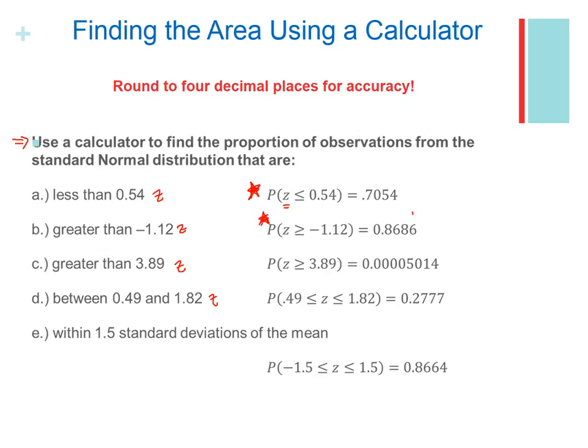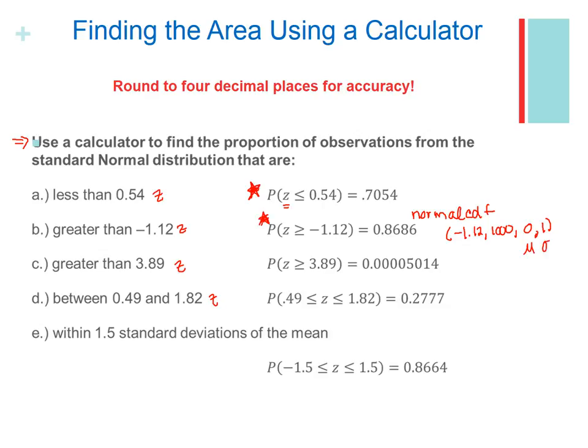So this, just a quick example from your calculator, would have been normalcdf. Okay, we wanted greater than negative 1.12, so that was my lower bound. My upper bound, I'm just going to make up a really big number because I want it to keep going under the curve. The mean was 0 and the standard deviation was 1.